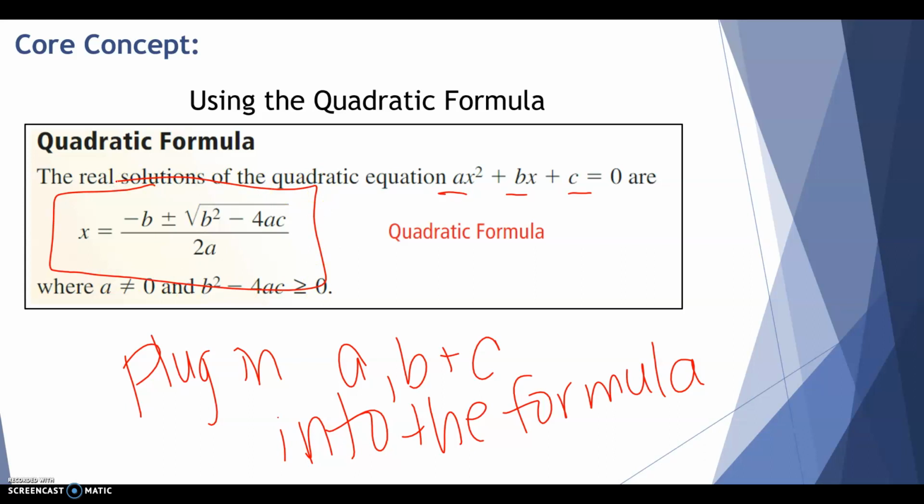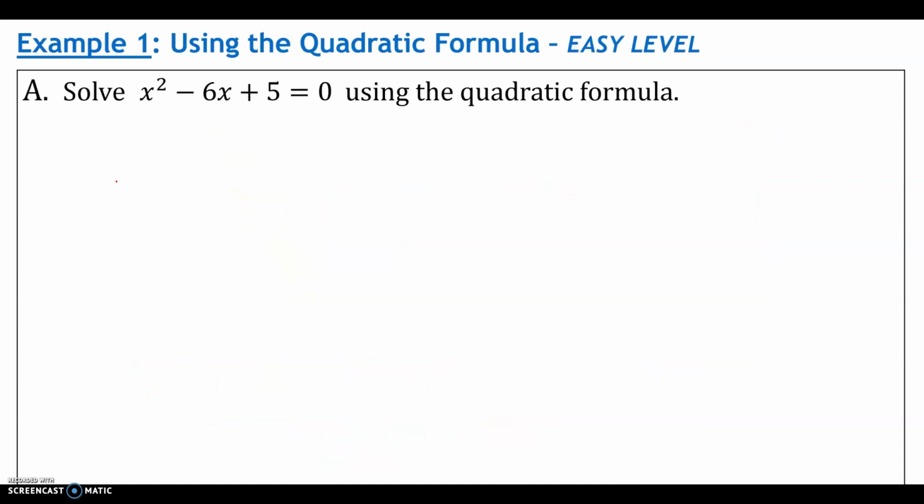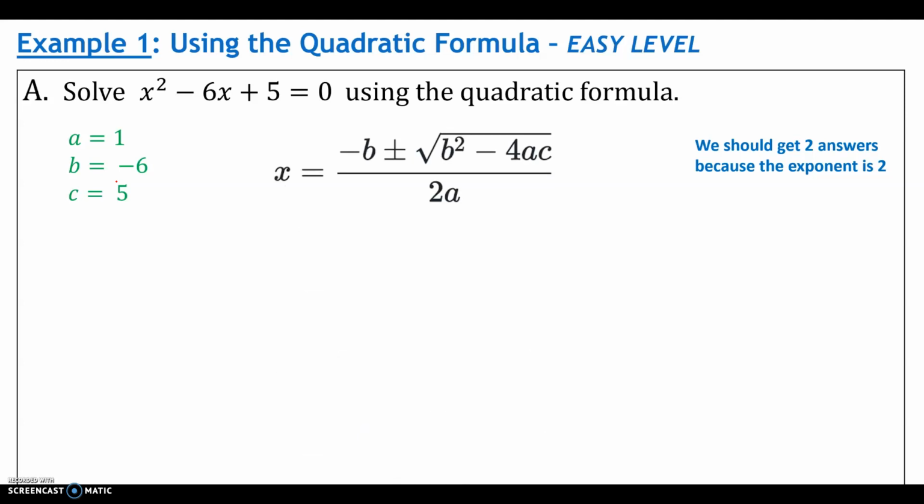All right, so let's do a few examples. We'll start with the easy ones. First thing is you need to make sure that you have it in standard form. Then we're going to write down our a, b, and c because you're going to use all three of them, whereas before you didn't always use the c. And then you're going to get your two answers because your exponent is 2, like I've been telling you since day 1 of this chapter. It's also good to write down the formula, but once you get the hang of it, you won't have to keep writing it down. So let's go ahead and get started.